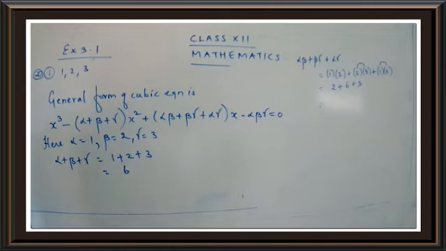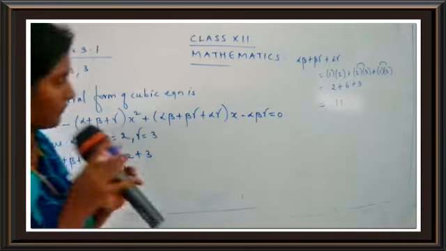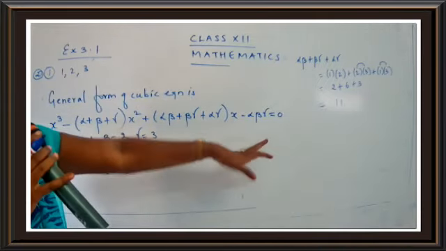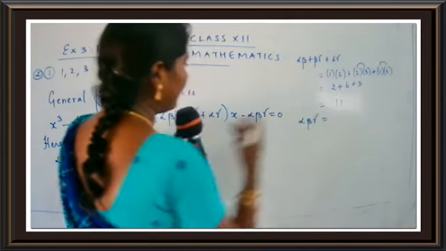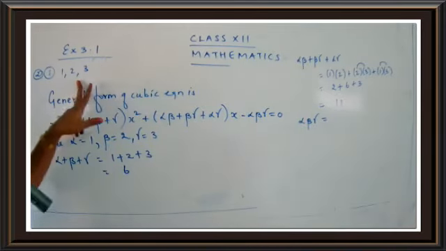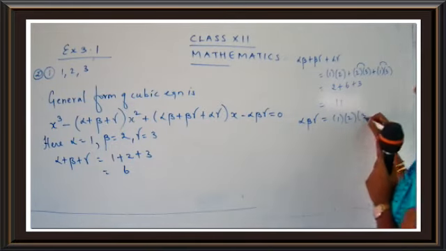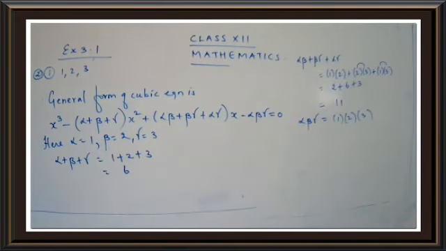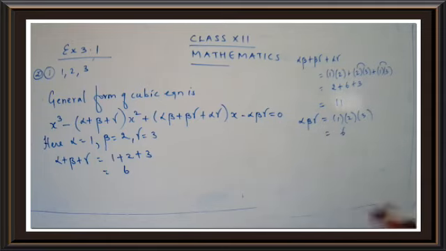So write down the answer. It's 11. Okay, so we have done that part. The last one is you have to find out the constant term, that is alpha beta gamma, the product of the three roots. Write down all the three values: 1, 2, 3. So 1 into 2 into 3. What is 1 into 2 into 3? 6. Yes. We have found all the values.